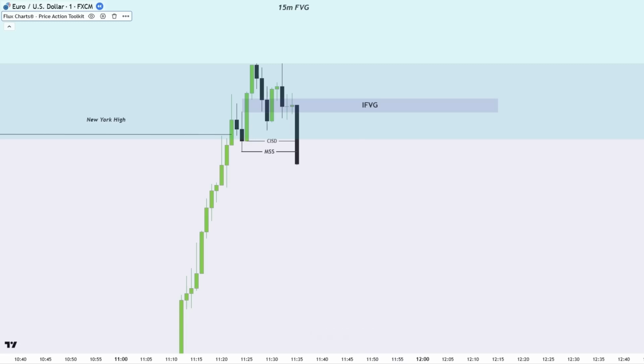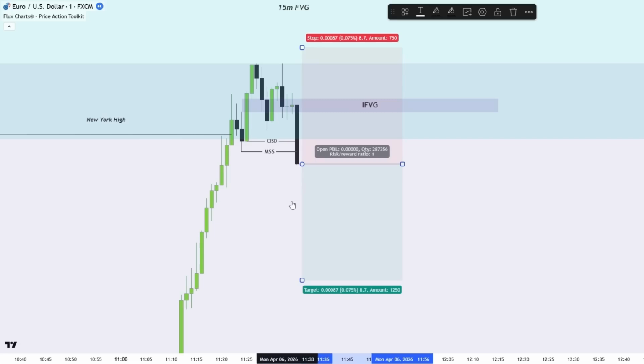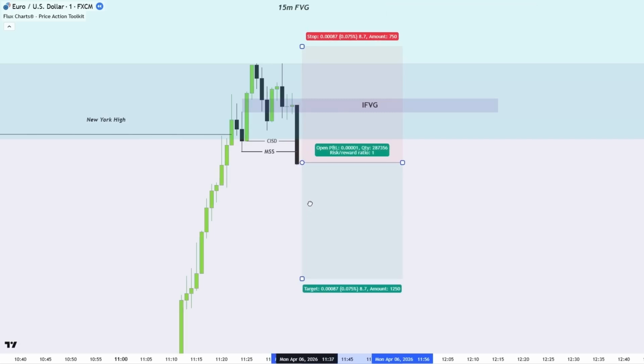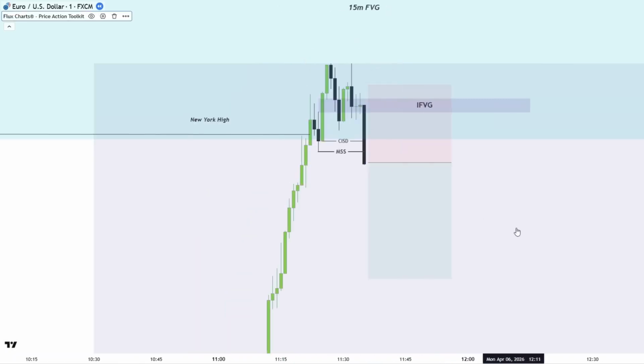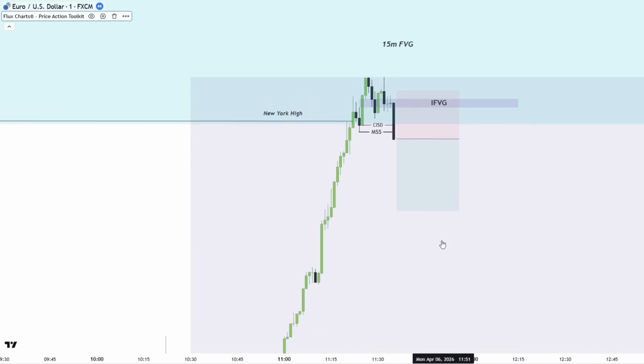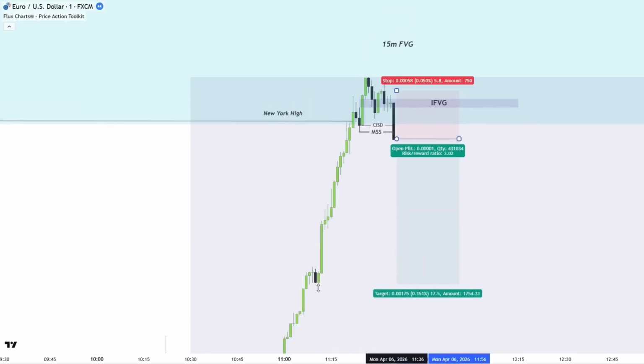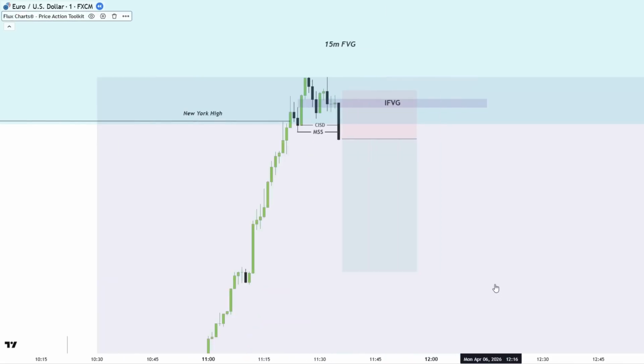Once the IFVG forms, it is likely to act as a new resistance zone, giving us a strong area for a sell entry. So in the next step, I immediately open a sell position at the open of the next candle, right after the IFVG forms, with the stop loss placed above the most recent swing high. For take profit, I target the nearest buy-side liquidity on the current time frame, which gives us almost a 2.5 R to R setup. Now let's play the chart forward.